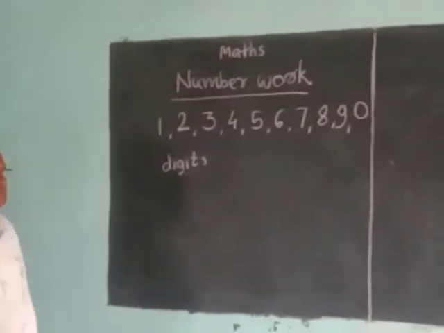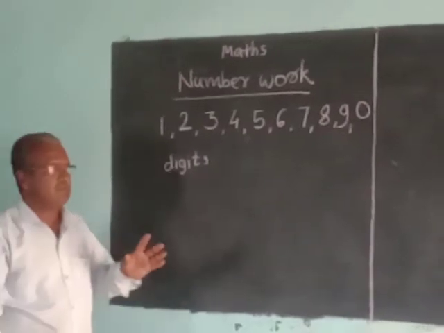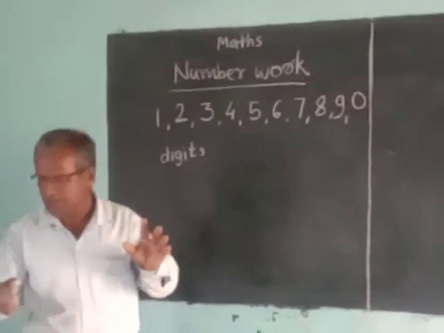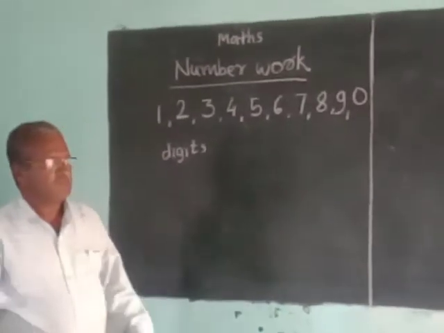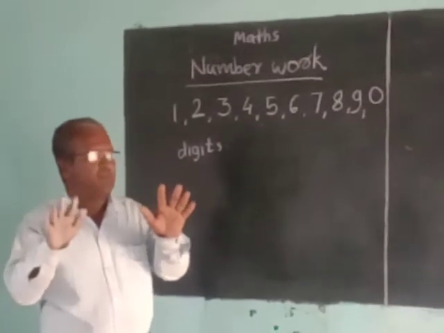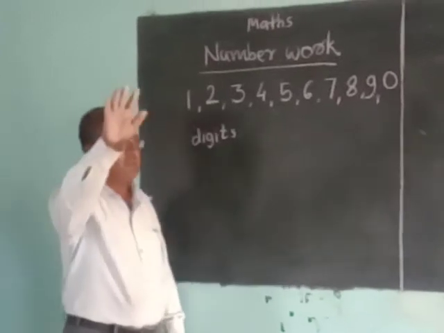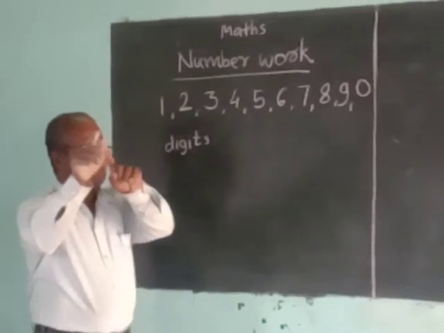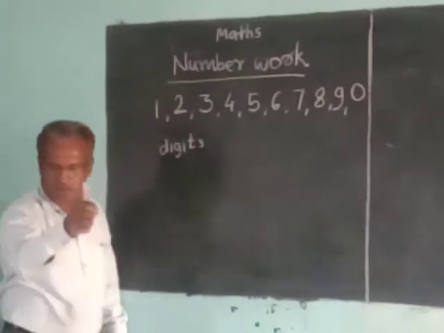How are they used to make a number? Now see, we have some fingers on both our hands. Why did I say some? We didn't count them. That's why I say some fingers. I show you my right hand. On my right hand, this is a thumb. There is one thumb.